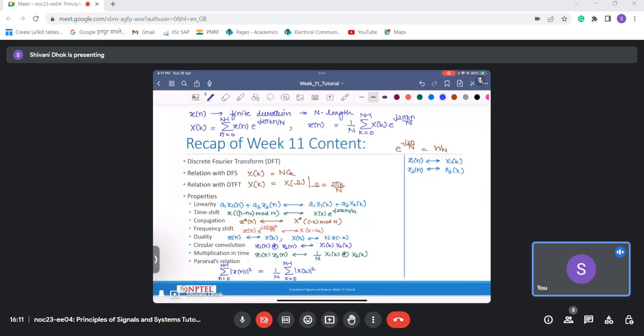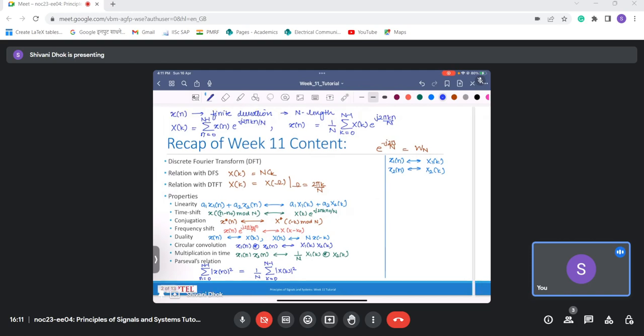I hope these properties are clear. If there are any doubts, please let me know. Otherwise, we'll start looking at some of the examples.